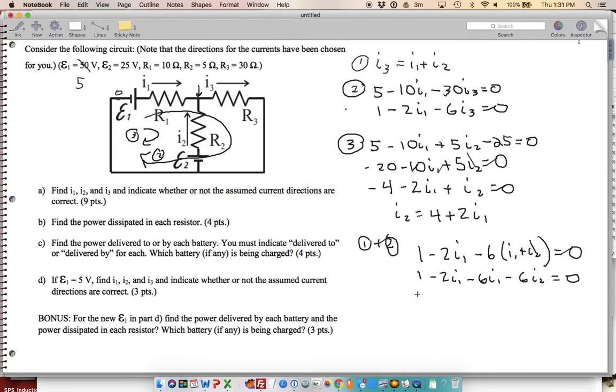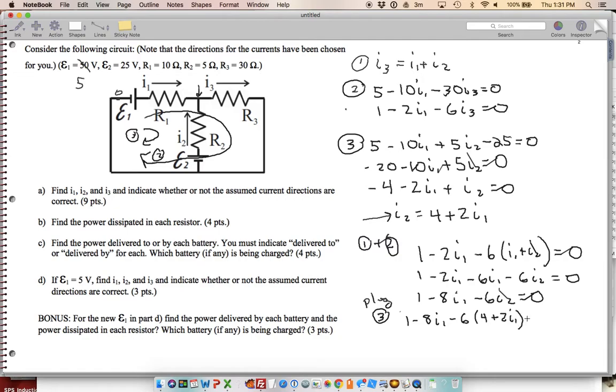So that gives us 1 minus 8 I1 minus 6 I2 equals 0. Let's see. And so now I can plug in this I2 from 3. I can plug this one into this equation. So adding in 3 here, we're going to get 1 minus 8 I1 minus 6 times 4 plus 2 I1.